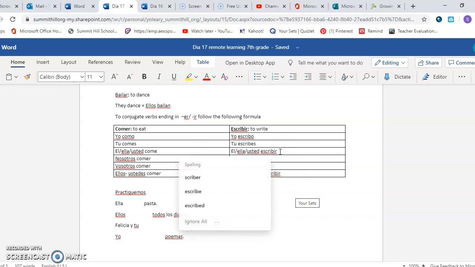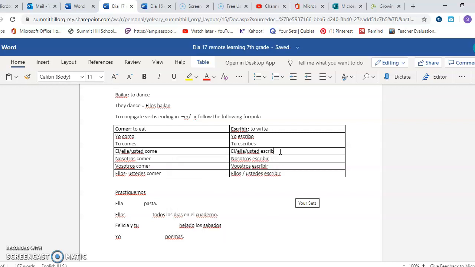For escribir, if I want to say he writes, she writes, I am going to conjugate escribir, because if I put it like that, it will say he to write. And I am going to write a letter E.